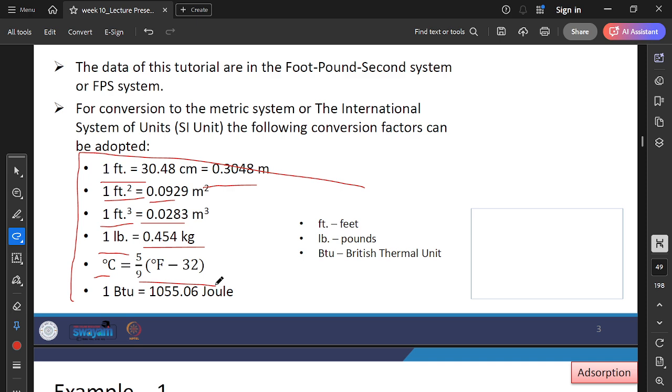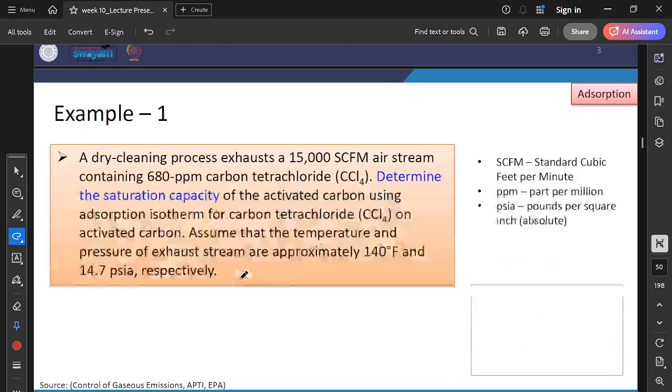Yes. So these are also some of the conversion factors you need to remember, and it's basic only.